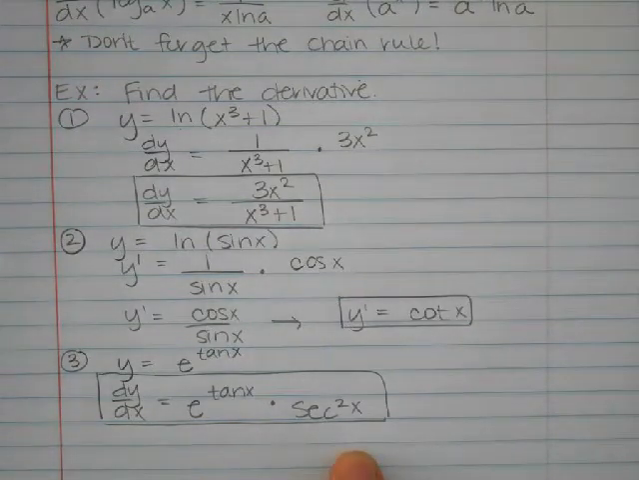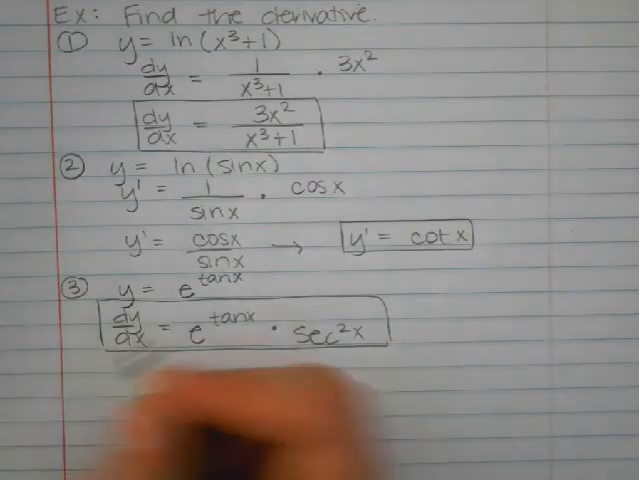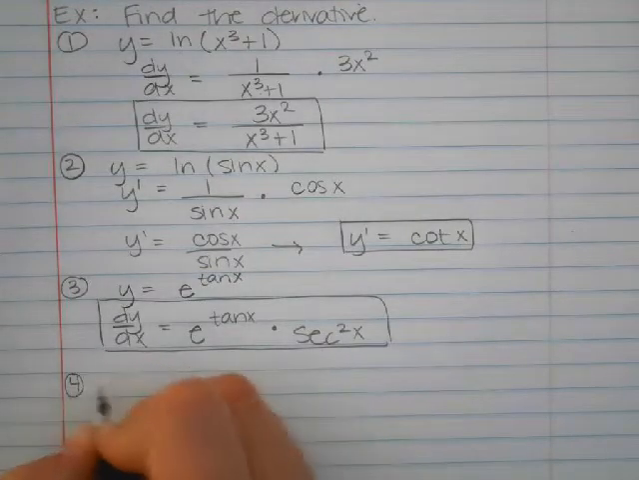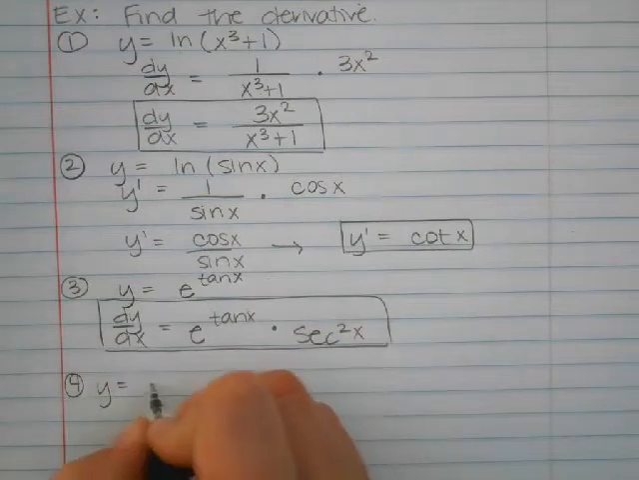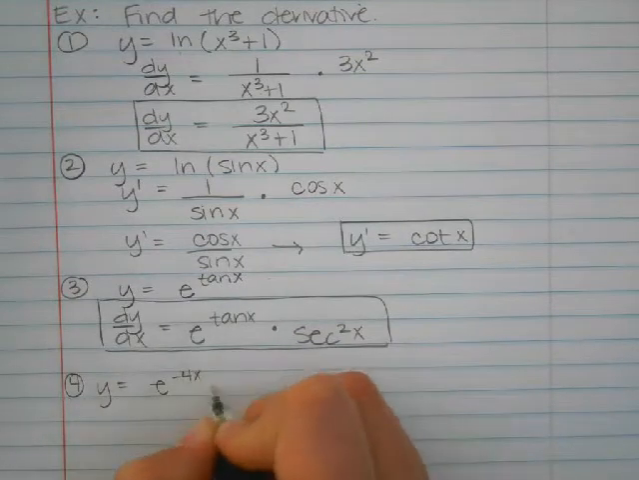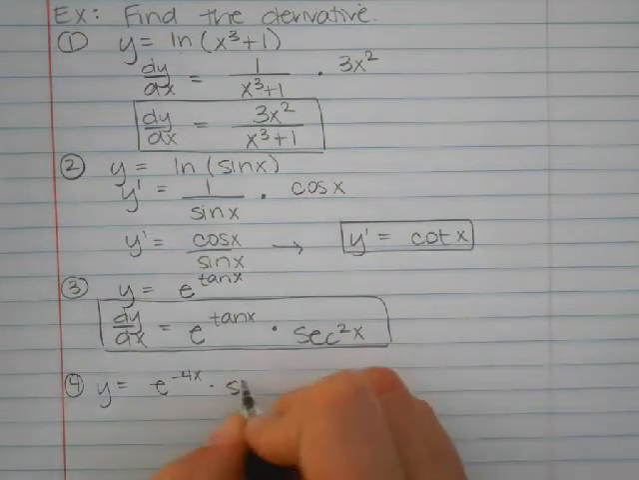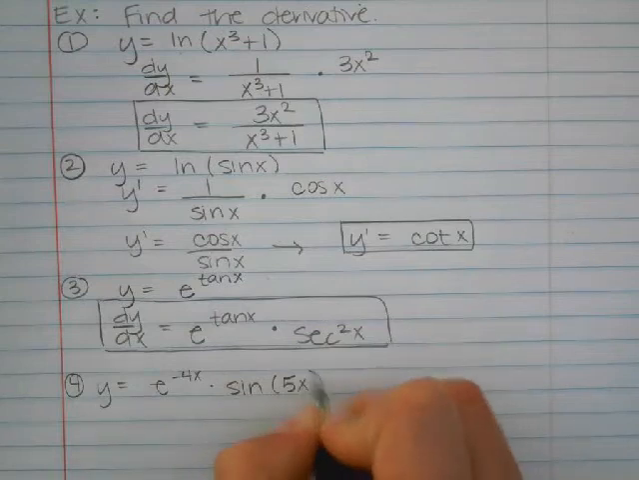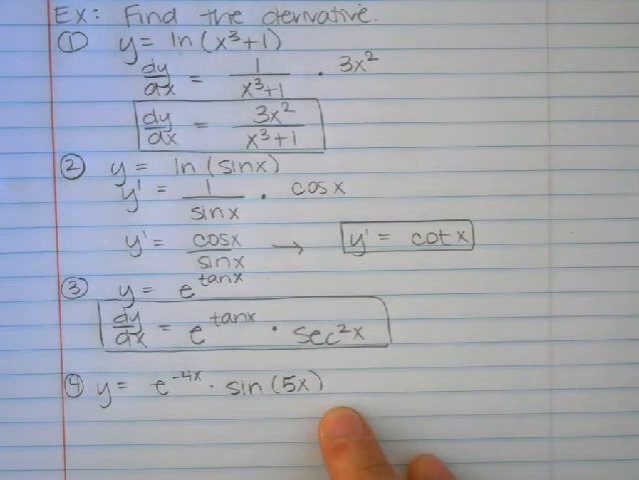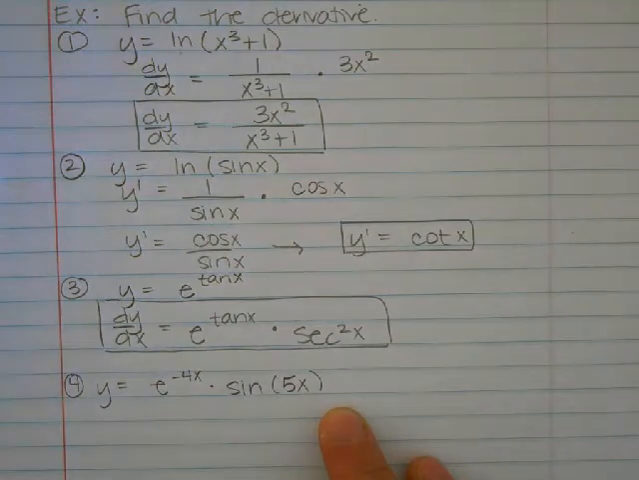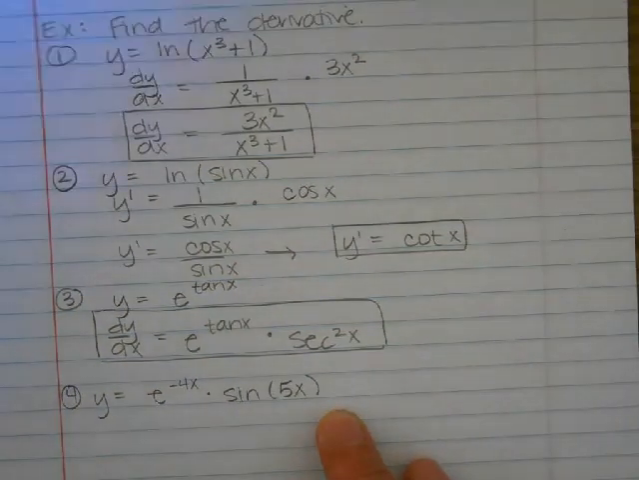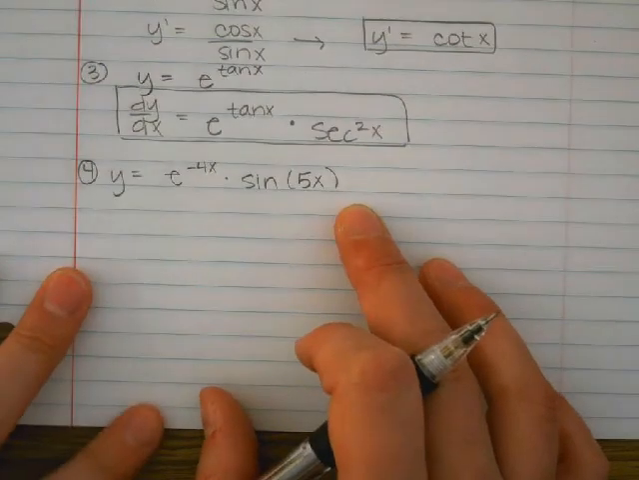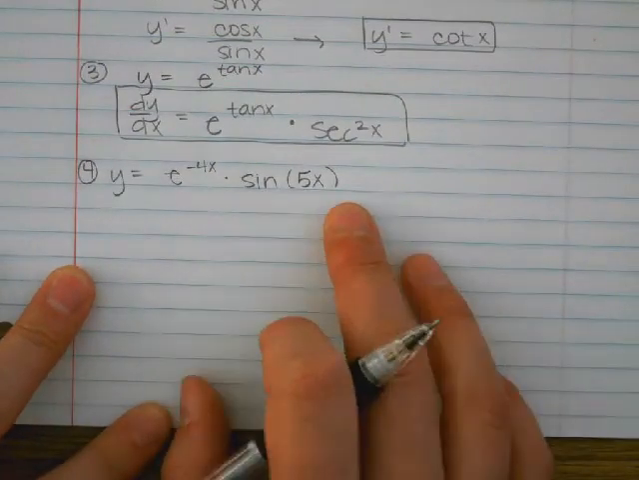All right, next we're going to go ahead and do y equals e to the negative 4x times sine of 5x. So again, we're going to use what we know about e to the x. And this time we have a product rule happening. So our first function is e to the negative 4x. Our second function is sine of 5x.